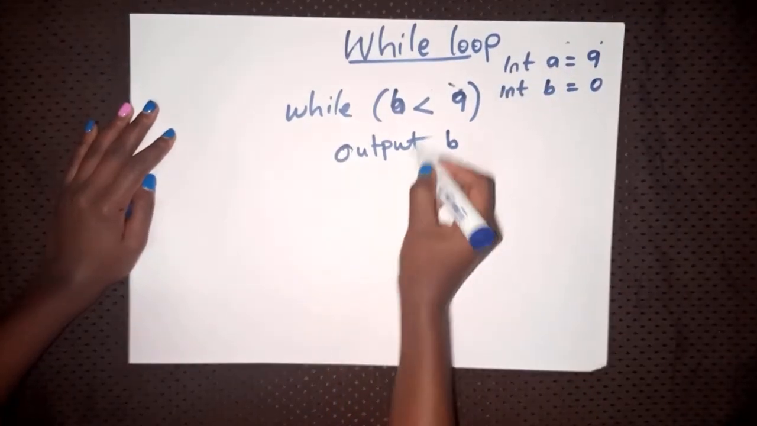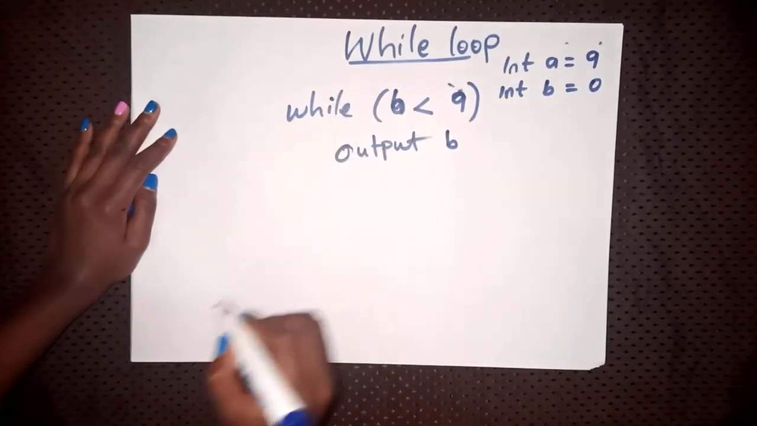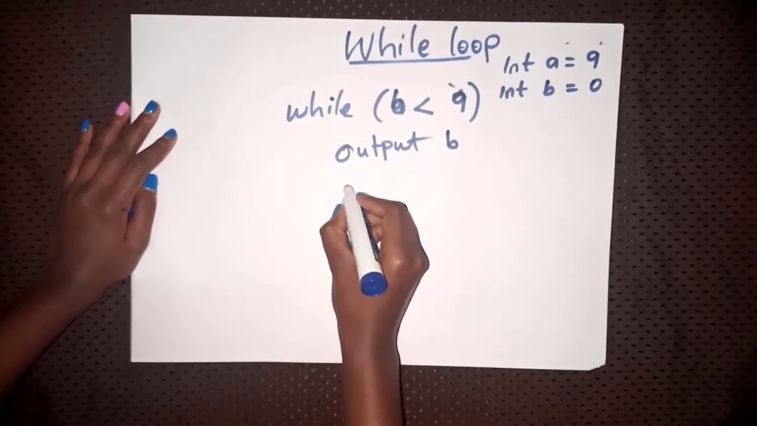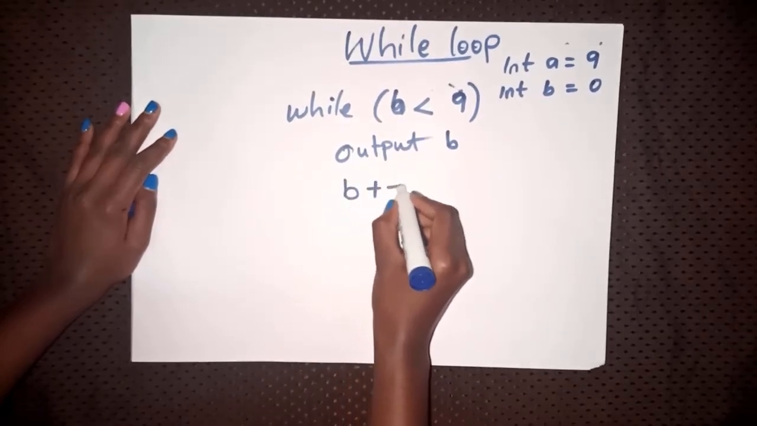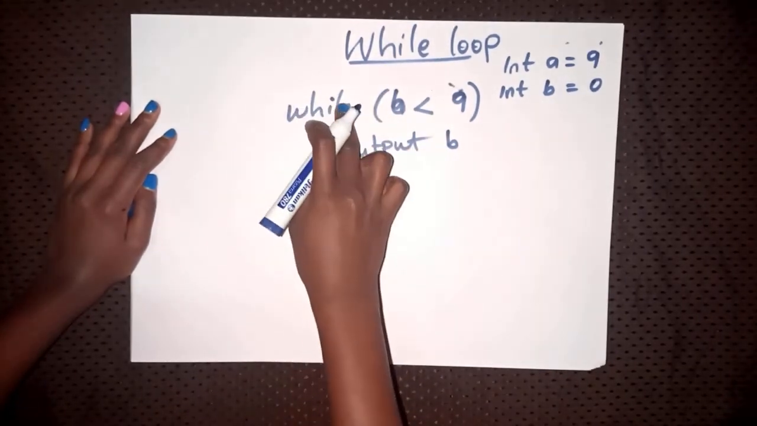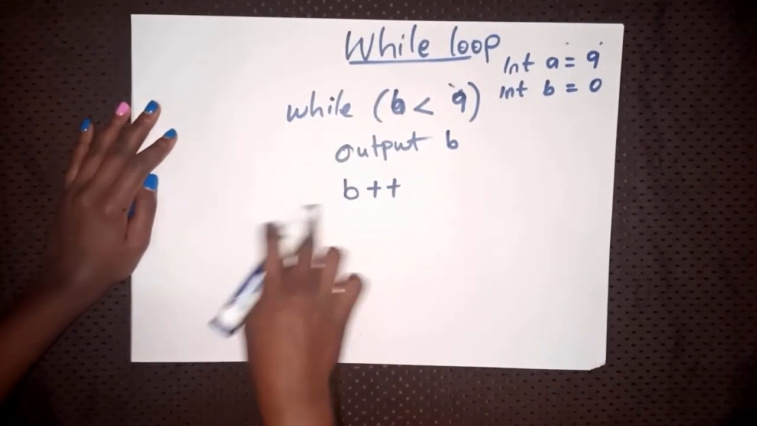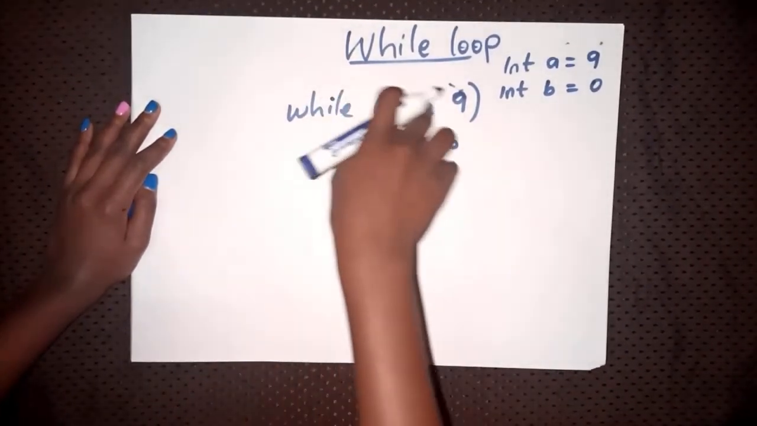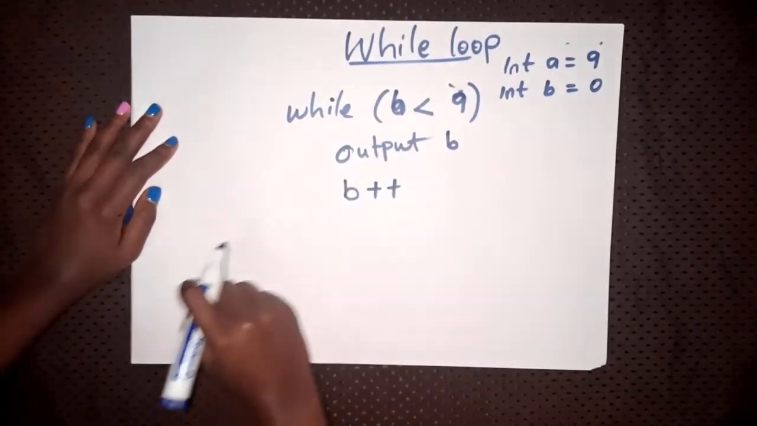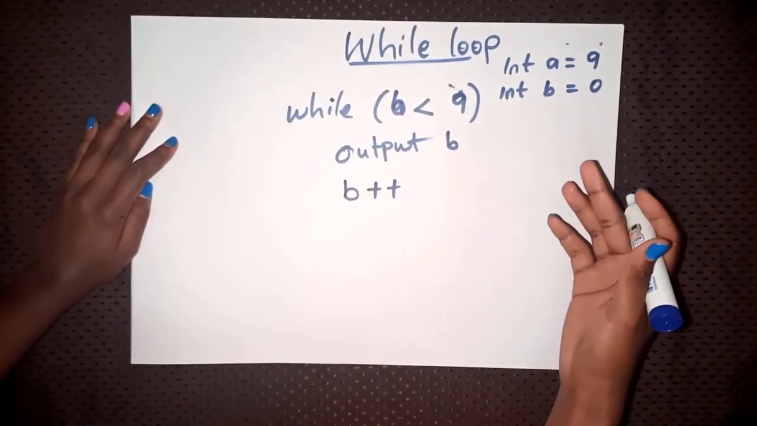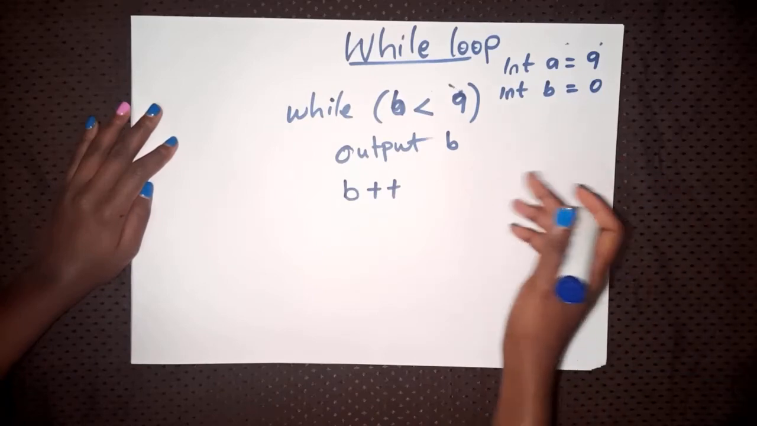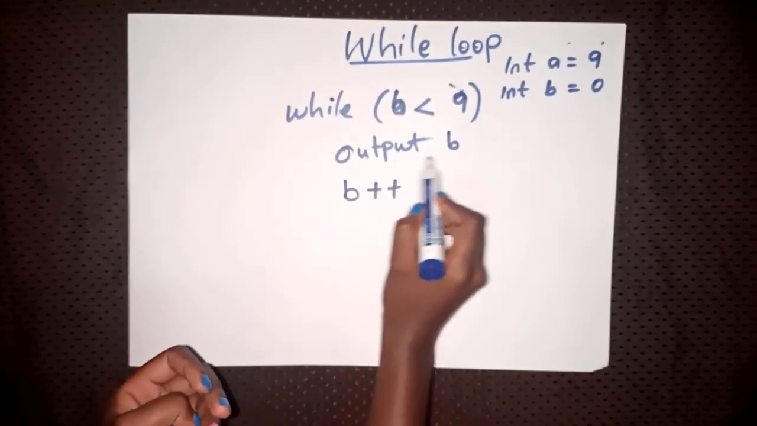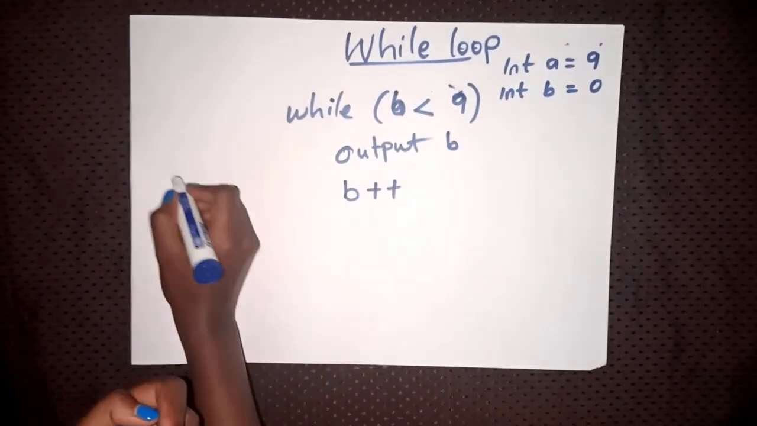So for us to avoid that and make it run a finite number of times, we have to say increase b by 1 after every loop. When you go once, increase b by 1, come back and check. Go again, increase, come back and check. So that's basically a while loop. While a certain condition is met or not met, do this. In our case, while b is less than 9, then do this. It's just that straightforward.